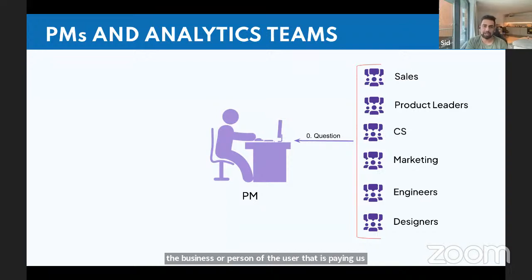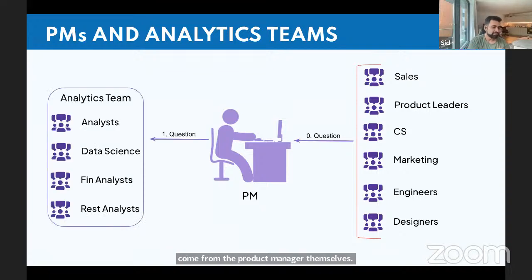Similarly, customer support can have questions like, hey, can you help me understand what type of users have the biggest problems and how have we solved it and what is the impact of it? So that's usually the first step. There is a question coming from somewhere. I think one of the things I missed in the diagram is that the question can also come from the product manager themselves, right?